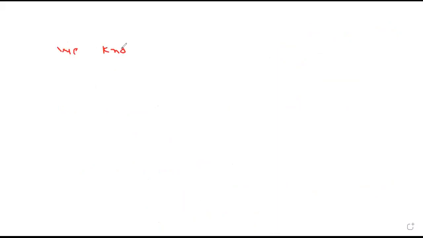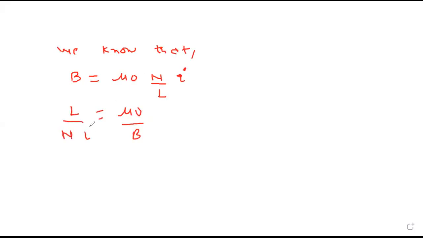We know that, we will know further, not in the first chapter. B is also given as mu naught, number of turns upon length into current I for a wire. So mu naught upon B, directly I will get L upon Ni, a shortcut. I means current. So mu naught upon B dimension is length L1.